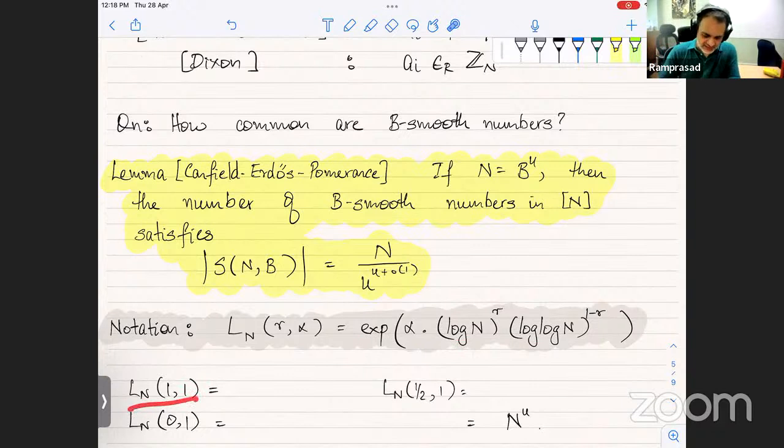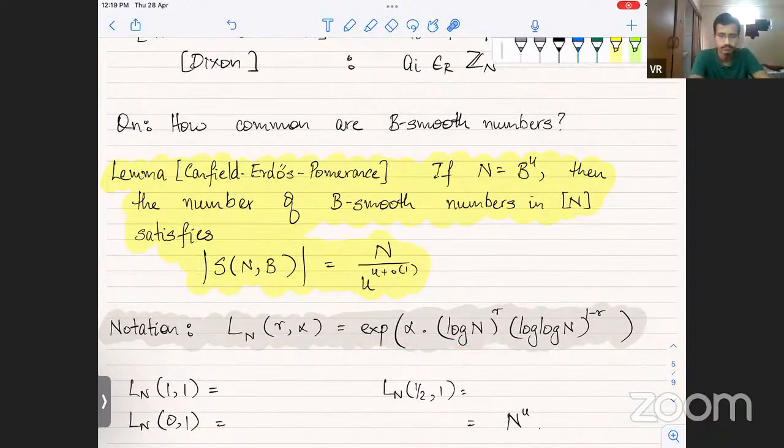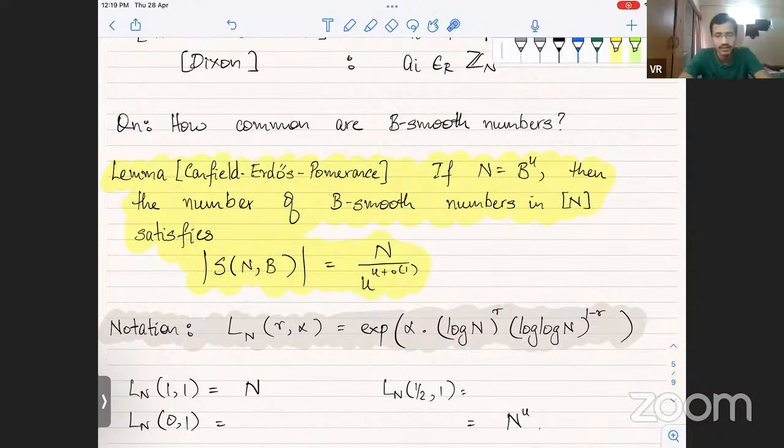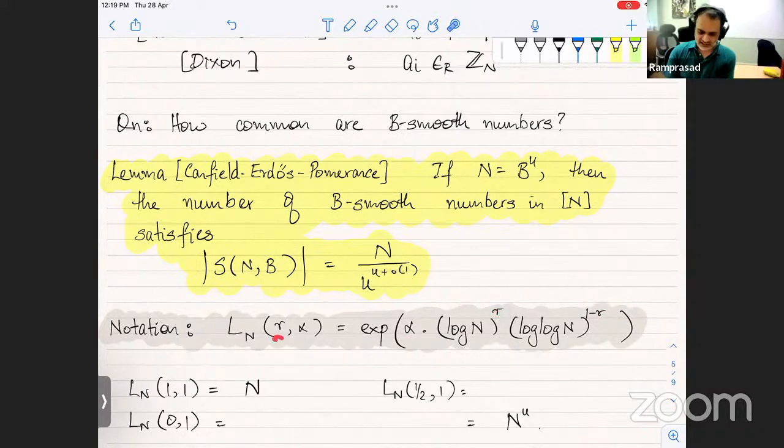Okay, so now let's ask ourselves, what is L_n of 1 comma 1? That's going to be exponential of 1 times log n, and therefore this is just n. Okay, what is L_n of 0 comma 1? Just 1? Not quite. I mean, this is 1, but then this is 0 and this is 1. Oh, sorry, alpha comes after. Yeah, okay, so it's r and then alpha. So therefore, you're going to end up with exponential in log log n, which is the same thing as log n.